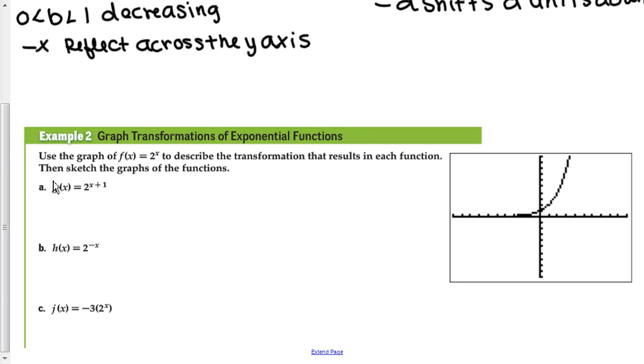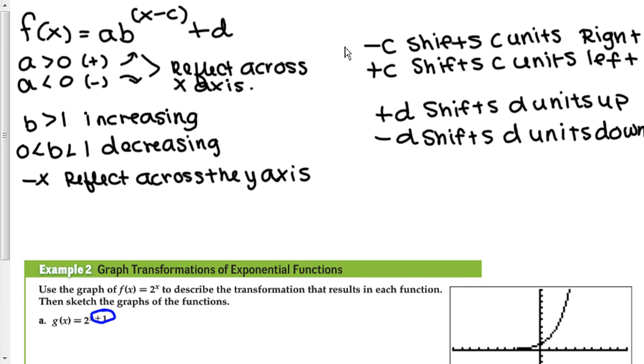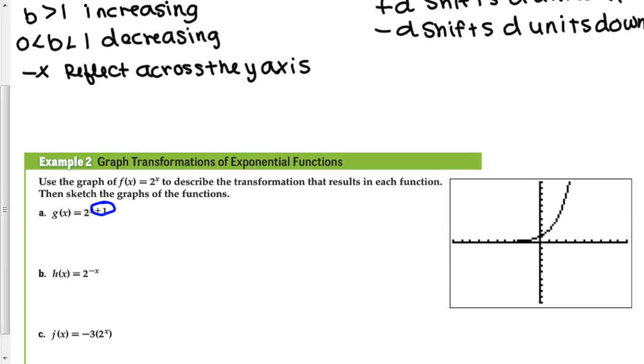Now I'm going to look at a first. So how did it change? I started with 2 to the x, and I added in this plus 1. So in my exponent, I have a plus 1. Plus 1 means that it is going to shift c units left. So this graph shifts c, which is 1 unit left. And I would take this graph and I would move every point one place to the left.